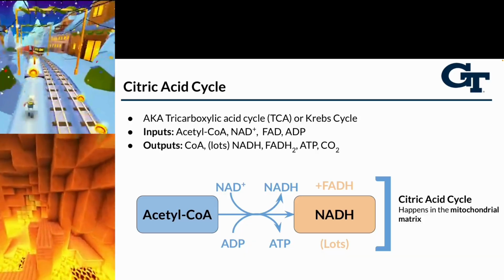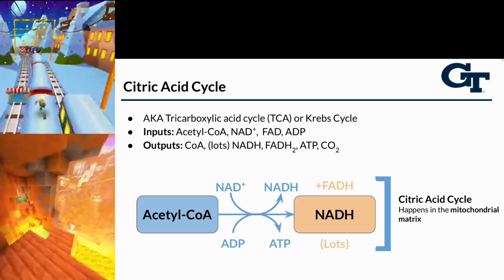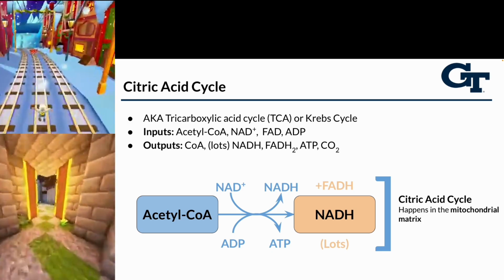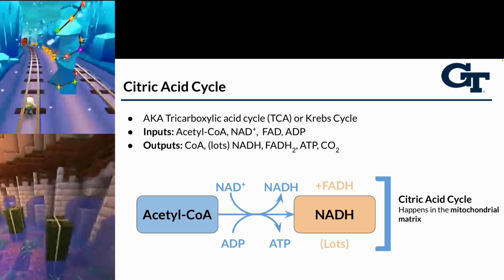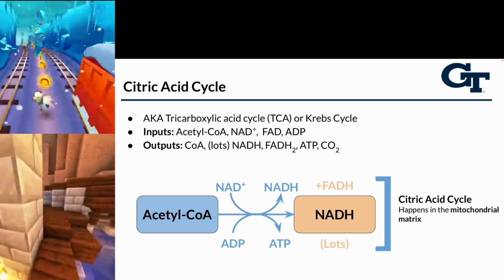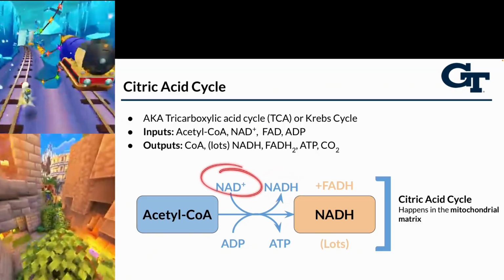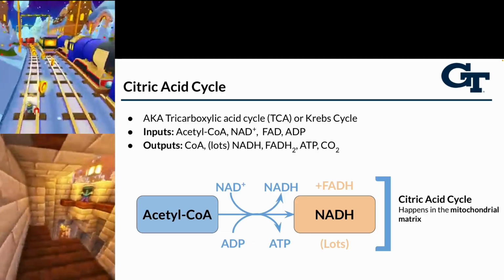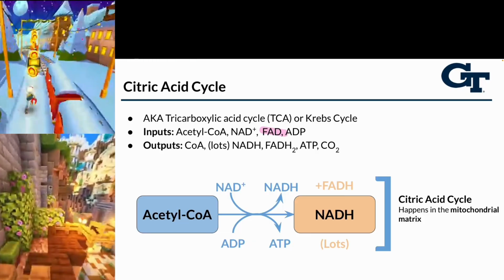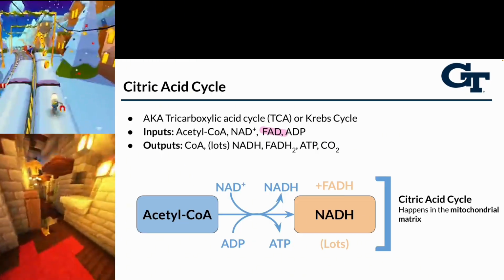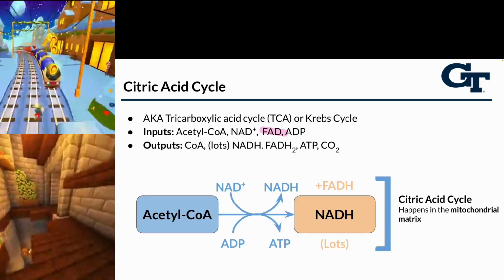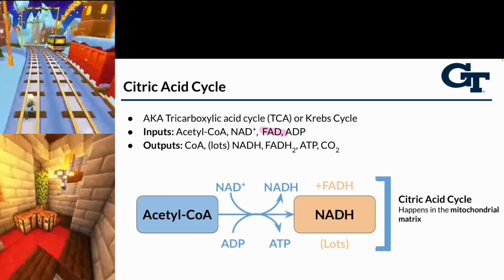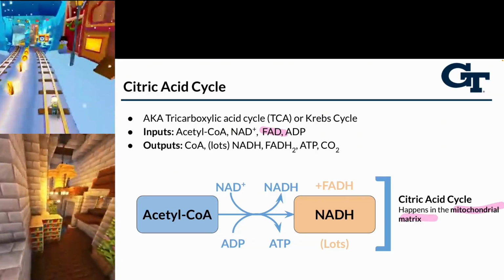In addition to producing NADH, we produce FADH, which for all intents and purposes can be functionally the same as NADH. Similarly, if we produce NADH as an output, we need NAD plus as an input, and the counterpart to that for FADH is FAD. We also produce some ATP as a result of substrate level phosphorylation, which means we require ADP as an input. And again, this is happening in the mitochondrial matrix.